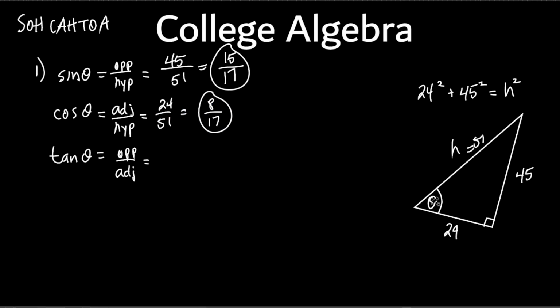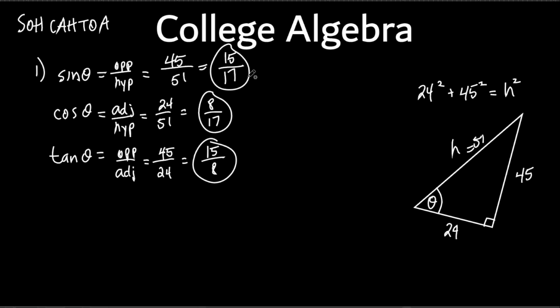The tangent. The tangent is the opposite over the adjacent. So it's 45 over 24. Make sure you simplify it. So again, we already figured out 3 goes into both of those. That goes 15 times, and 3 goes into 24 8 times. So it's 15 over 8. Pretty easy, right?